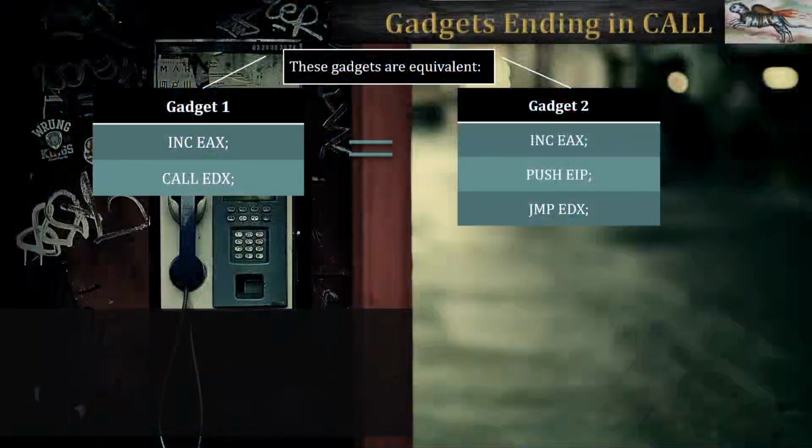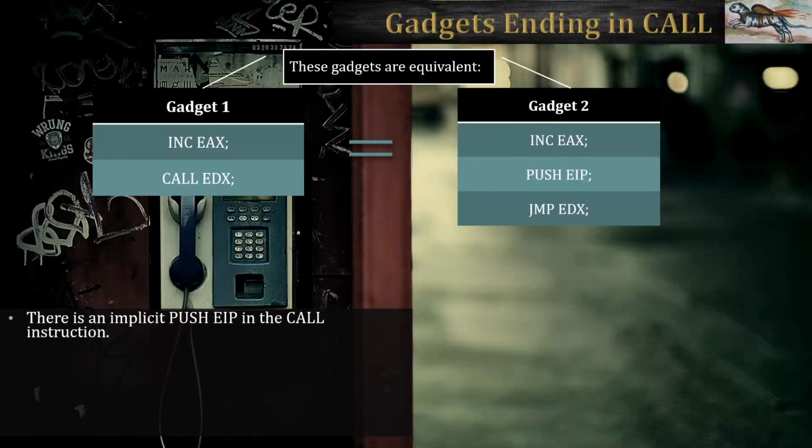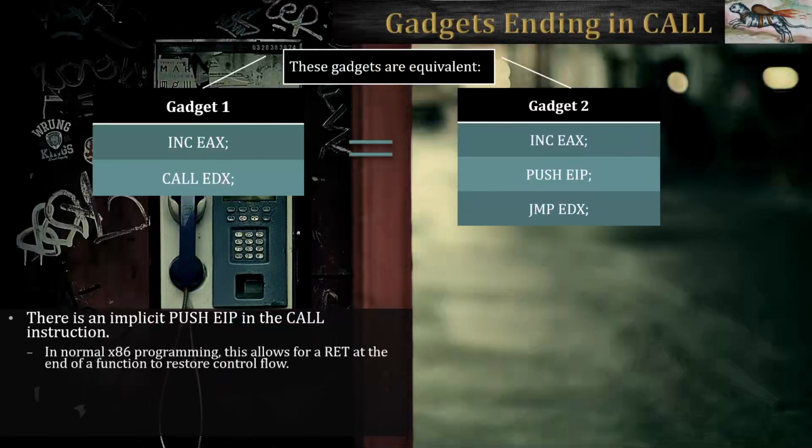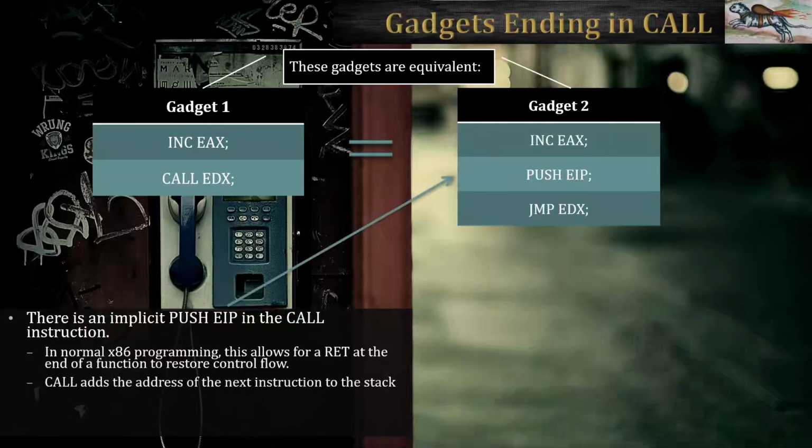One thing to note is that even though JOP is jump-oriented programming, we can use gadgets ending in call. The call gadgets are the same thing as a jump gadget, they just have an implicit push of the instruction pointer beforehand. So in normal x86 programming, that would allow you to return back to whatever instruction was next after you perform a function call.